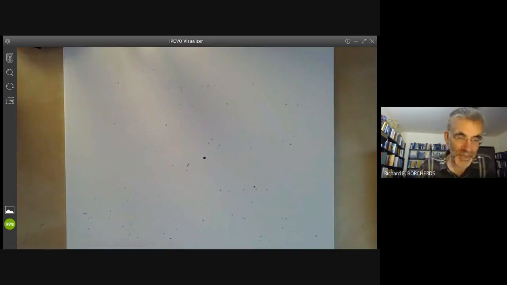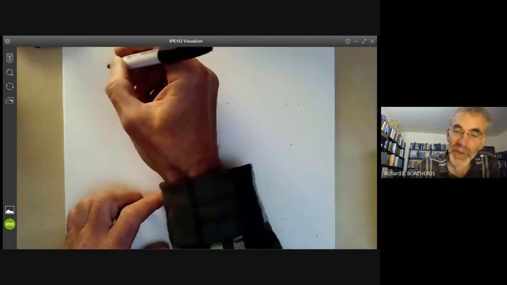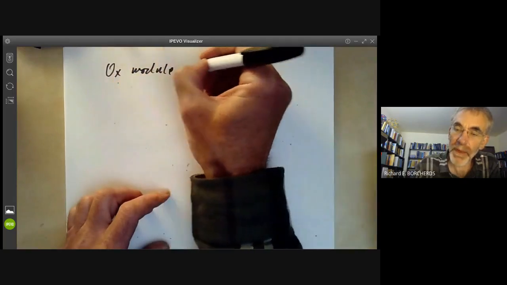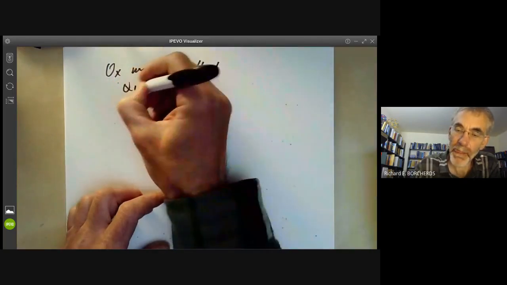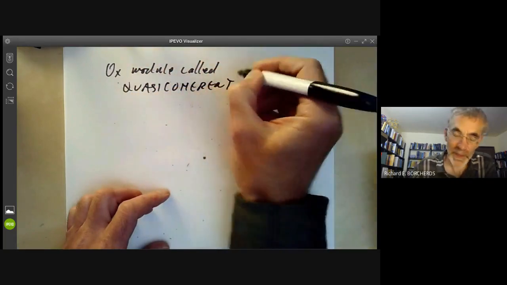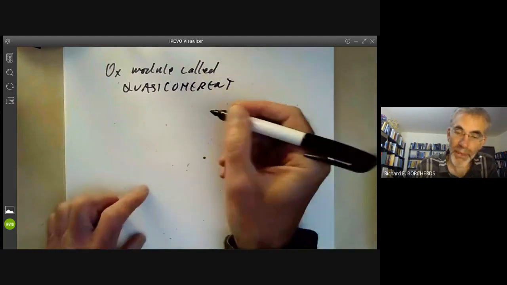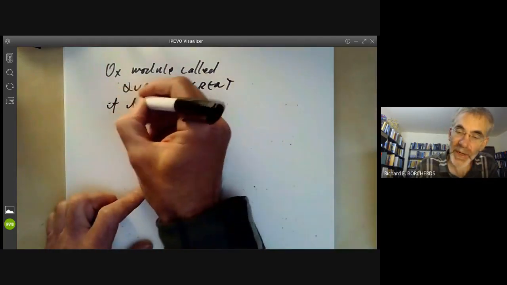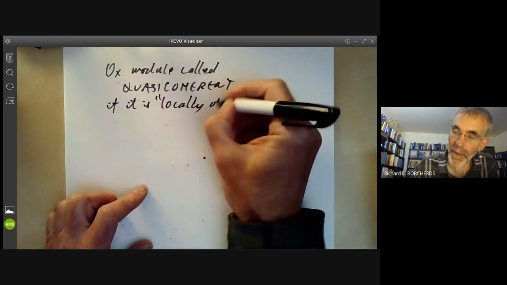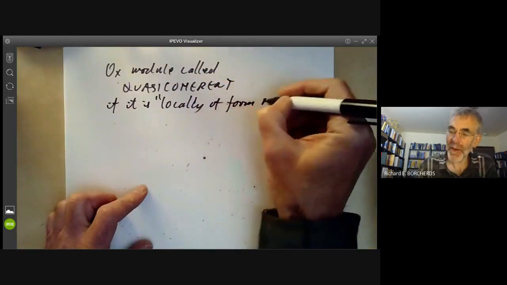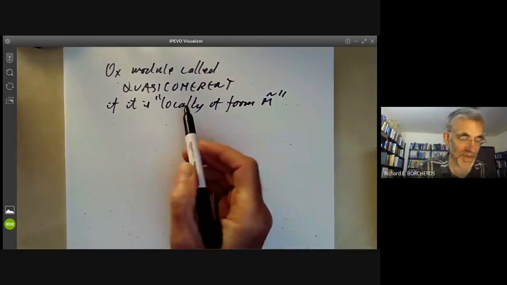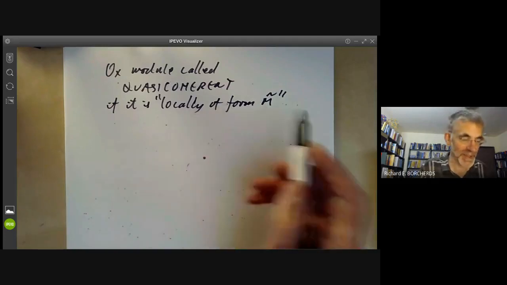Well, we say an O_X module is called quasi-coherent. There's that long word again. If it is locally of the form M twiddle. Well, what does that mean? So that means it locally looks as if it's a module over a ring in some sense.